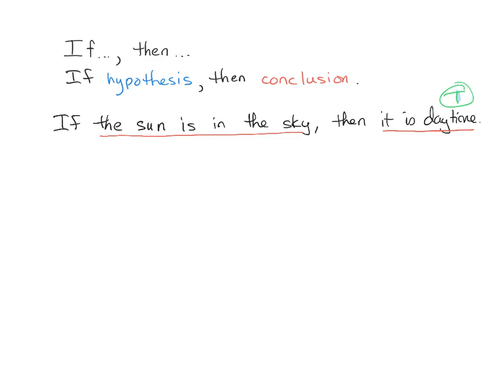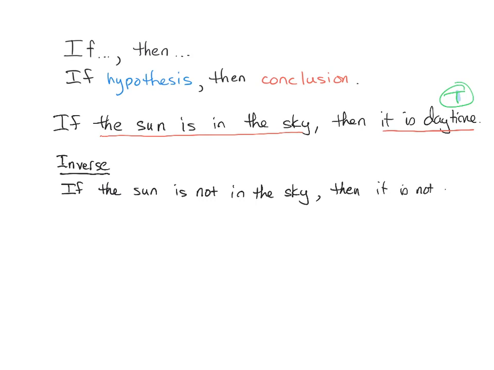Now there's three other versions of the conditional that we can write. The first of those is referred to as an inverse. And in the case of an inverse, all we're doing is we're taking each of the statements, the hypothesis and the conclusion, and we are negating it. So we would say, if the sun is not in the sky, so we take the opposite of the statement. If the original statement had a not in it, we just take the not out. Then it is not daytime.